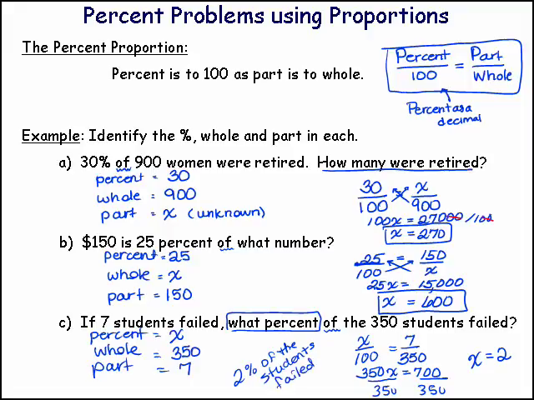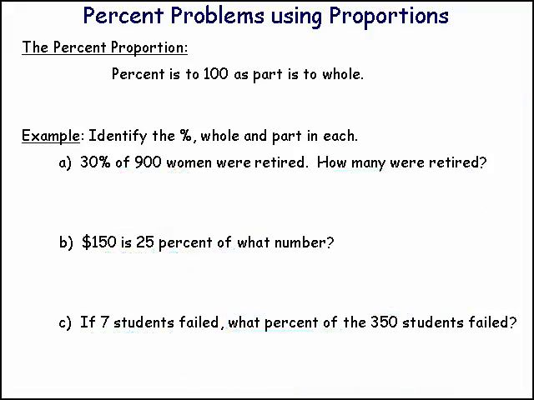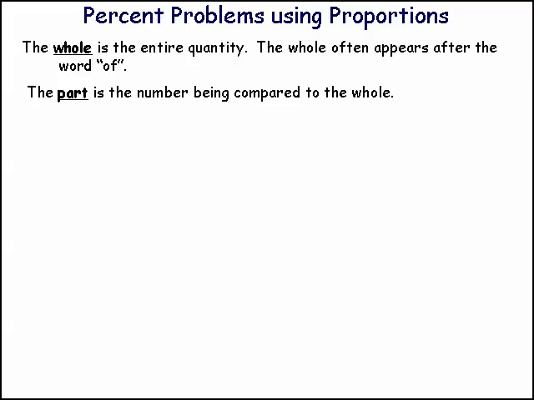All right, so that's how we deal with these types of equations. Let's get into some word problems dealing with these types of equations, okay? And this is something I already discussed. The whole is the entire quantity. The whole often appears after the word of. These are just to help remind you what these two pieces of the puzzle are. The part is the number being compared to the whole.